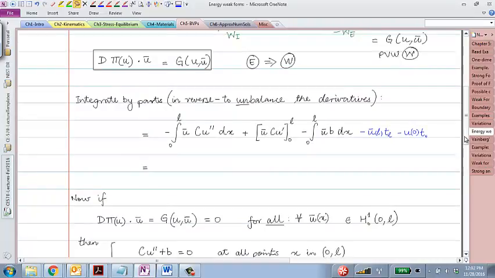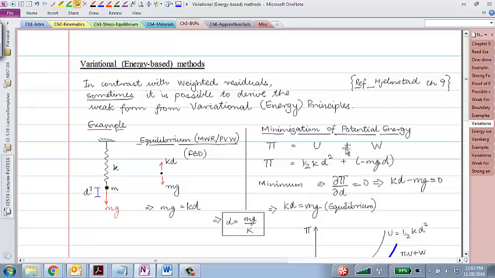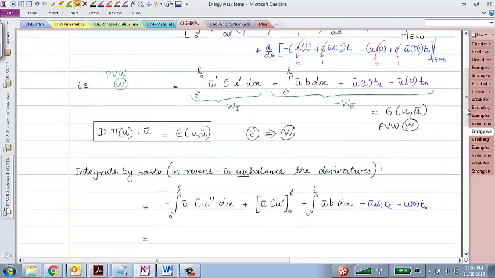So what we are going to try to do now is to show that from this weak form, we can get to the original strong form. That basically says that starting from this type of an energy approach, you can get to the original strong form that is given by the equilibrium equations. So let's see how to do that.